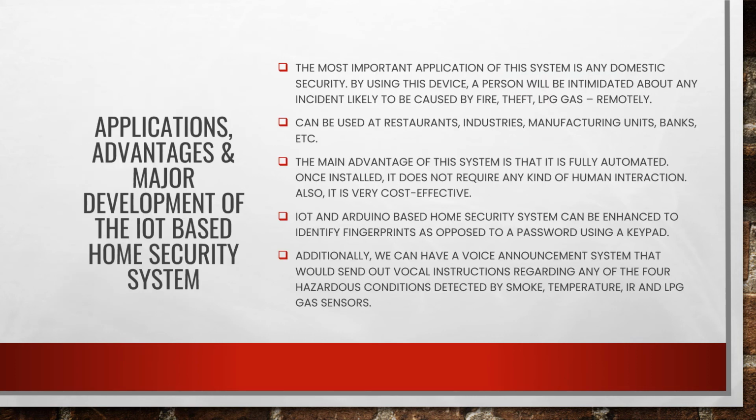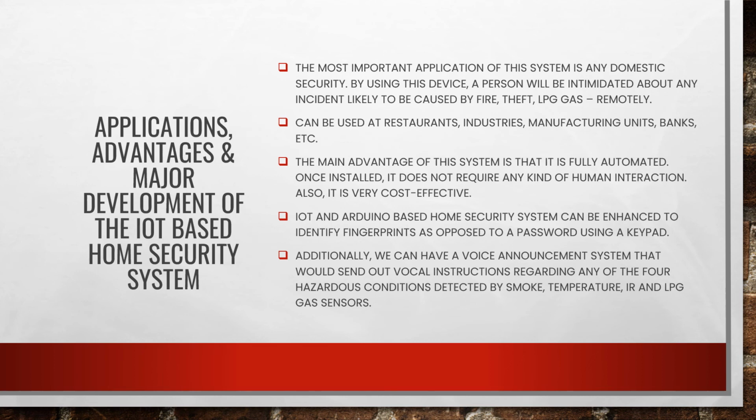Now coming to the advantages, applications and major developments of this IoT home security system. Nowadays, security systems in places like banks, industries, offices, homes, etc., make use of this IoT based home security system. You have a CCTV camera along with an alarm system, all these things together. The main advantage is that it is fully automated once installed, so there is no need for human interaction, and it is very cost effective.